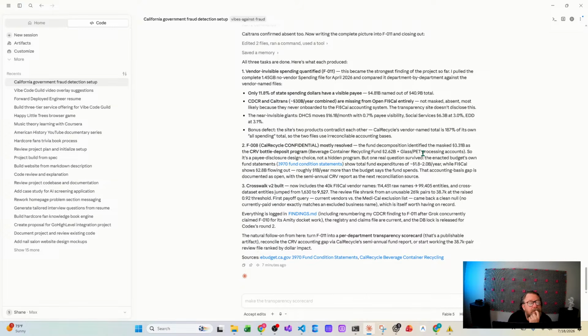I love it. Crosswalk version 2 build includes 40,000 Fiscal vendor names, 115,000 raw names, 99,000 entries. The review file shrank from 100. First payoff query, current vendors versus Medi-Cal exclusion list, came back a clean null. Everything is logged. The natural flow, turn F11, finding 11, into a per-department transparency scorecard. That's a publishable artifact. Reconcile the CRV accounting gap, or start working on the 38,000 pair review ranked by dollar impact.